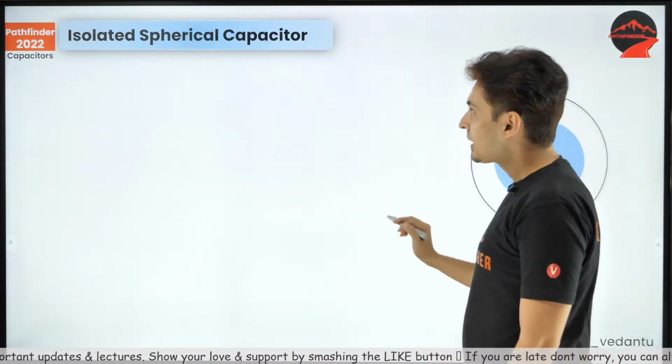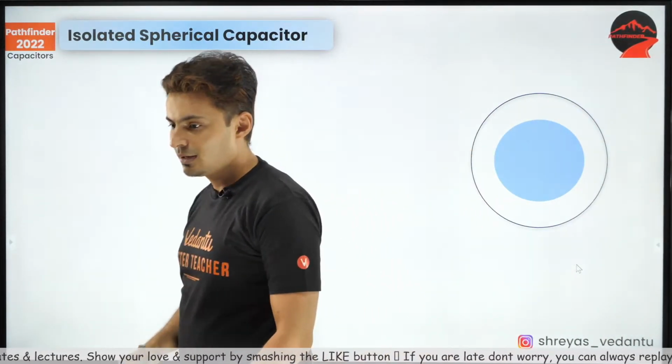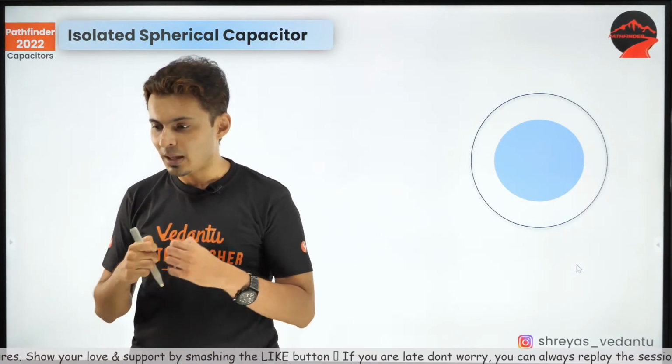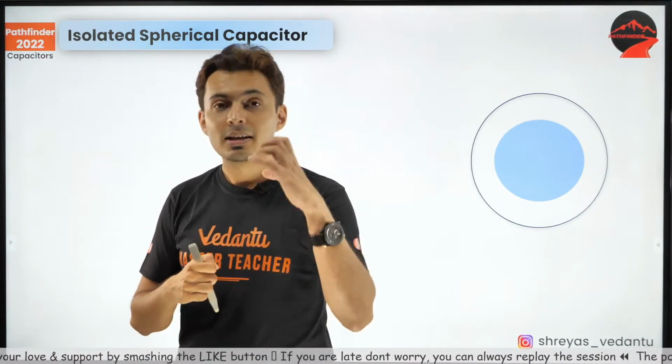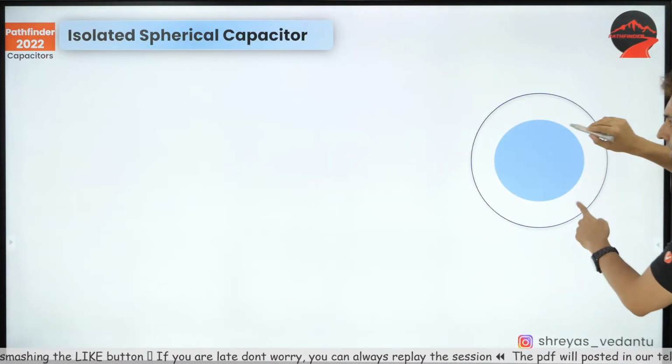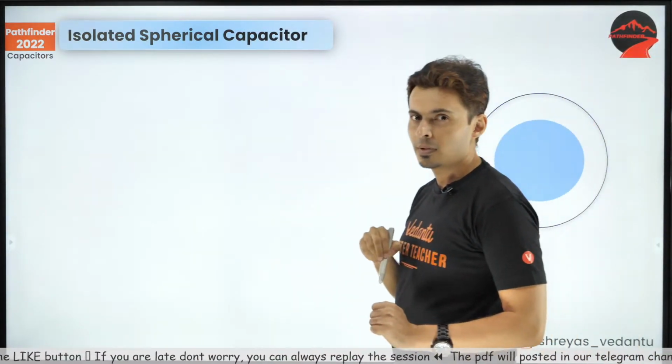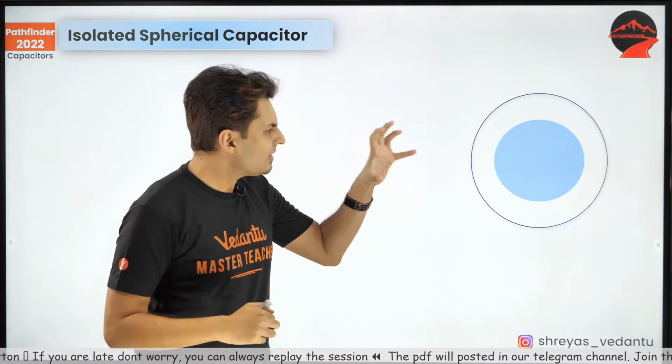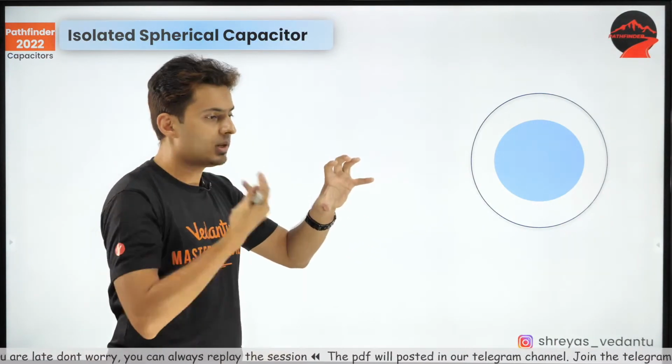Okay, now isolated spherical capacitor. What is an isolated spherical capacitor? See guys, in a normal spherical capacitor you have the inner sphere, you have the outer sphere. But imagine you just have a sphere, no outer sphere.